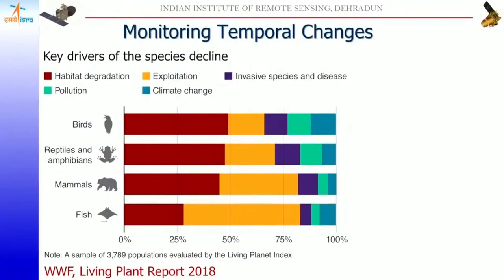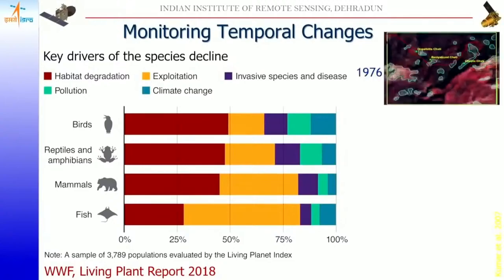Monitoring temporal changes in any landscape is another important aspect of biodiversity assessment. As per the recent assessment, the key drivers of species decline in any area are led by habitat degradation, the most important parameter, followed by exploitation, invasive species, disease, pollution and climate change. These are well described and well discussed drivers of species decline all over the world.